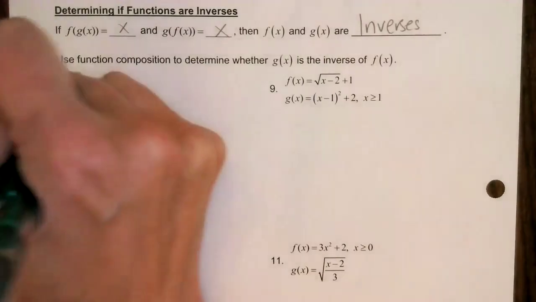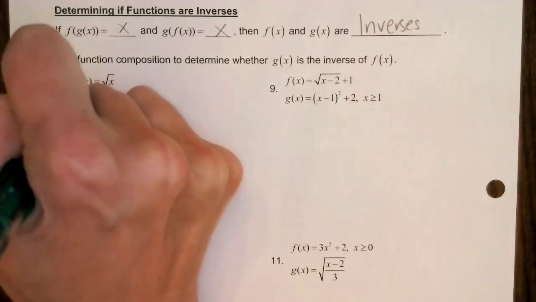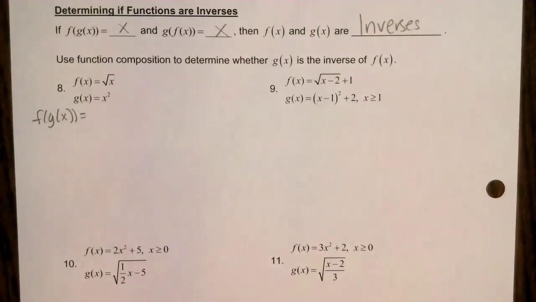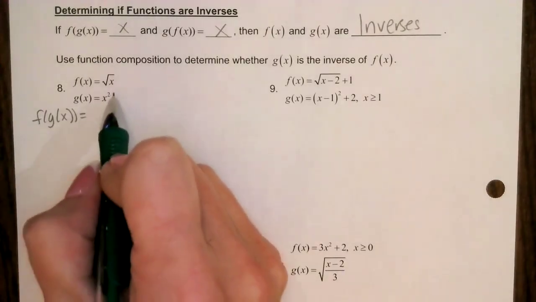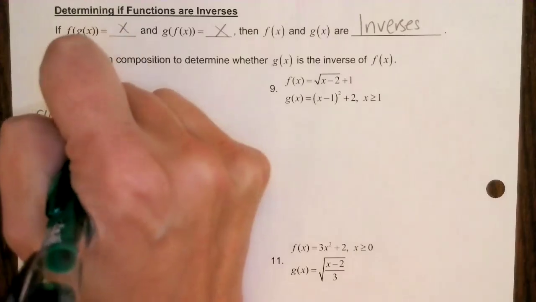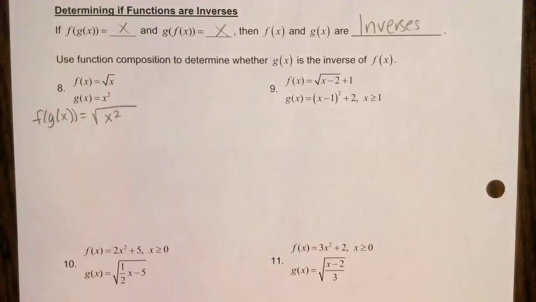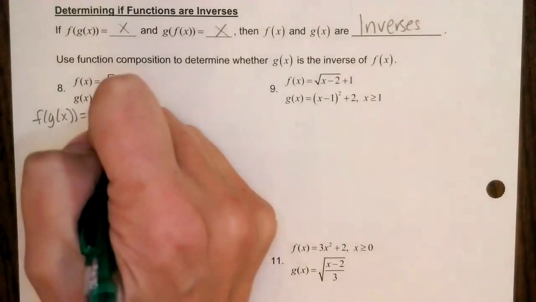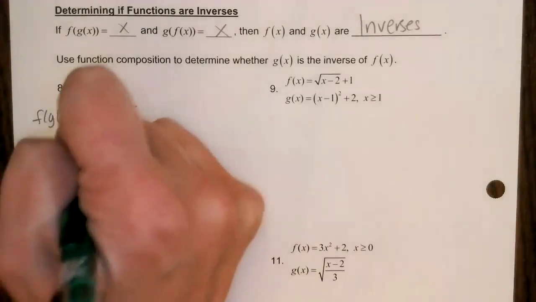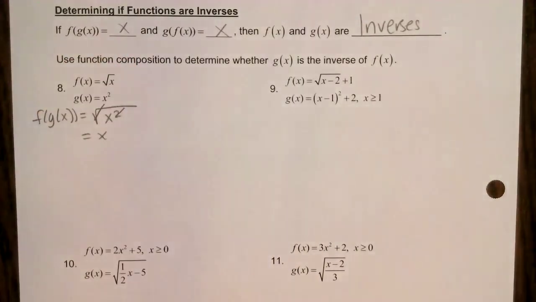So when it asks you to do this on the test, make sure you do both. All right, so we're going to start with f of g of x. You can start with whichever one. I'm going to plug the g of x in the place of the f of x, and so I get the square root of x squared. Now, when we simplify this, that cancels, and I get x.